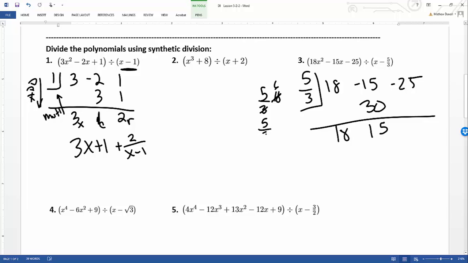Okay, so 5 over 3 times 15. That cancels out, so you get 5, so you get 25. Add straight down. So my remainder is 0. So I get 18x plus 15.